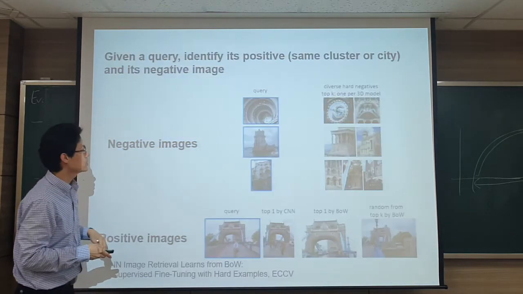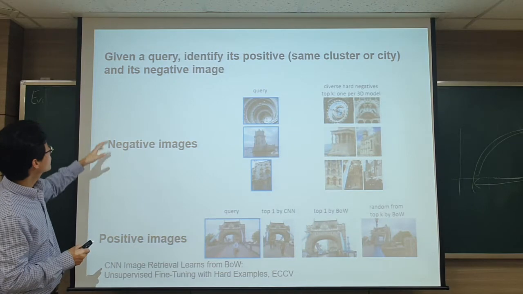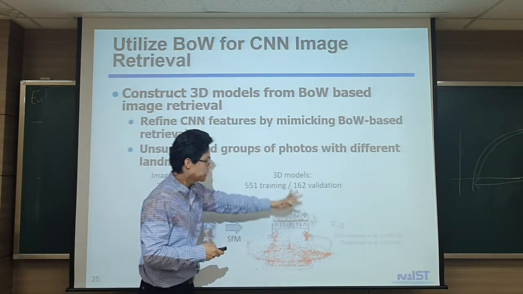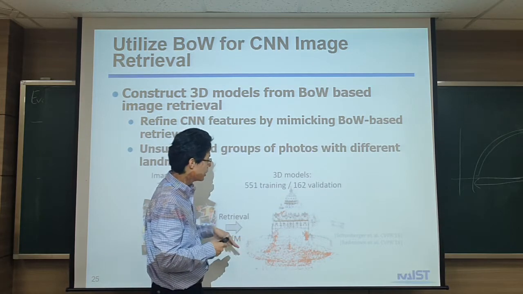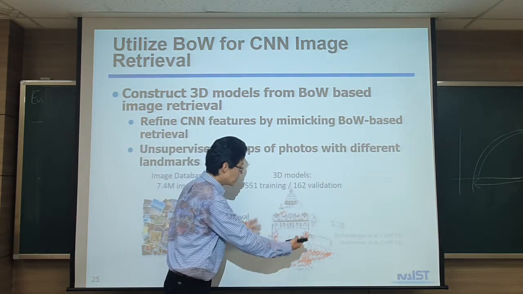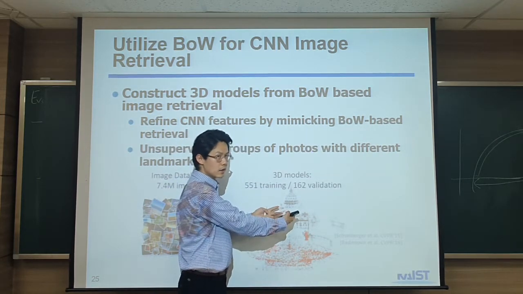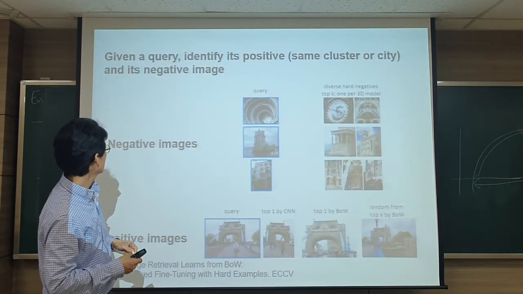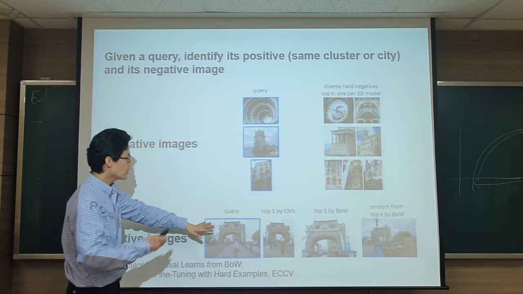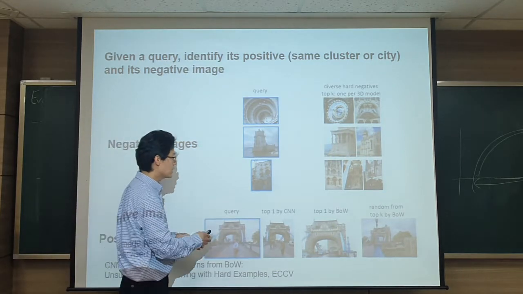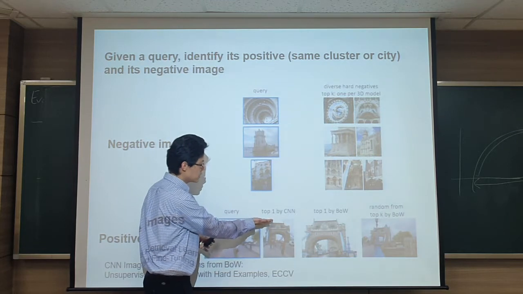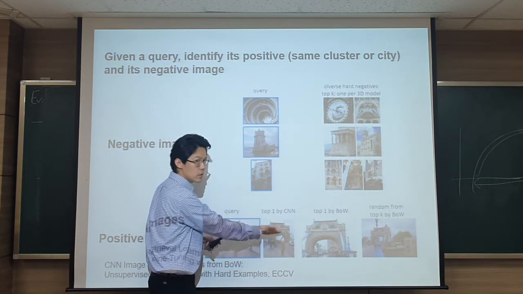Let me explain here. Given the query, once we have this information, right? Once we know that these images are from the same model, we can treat them as being in the same set of data, right? And then given the query image from that set of images, we identify the top one. In other words, the closest image based on the existing CNN feature, right?